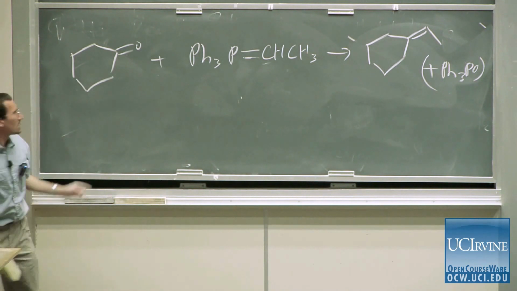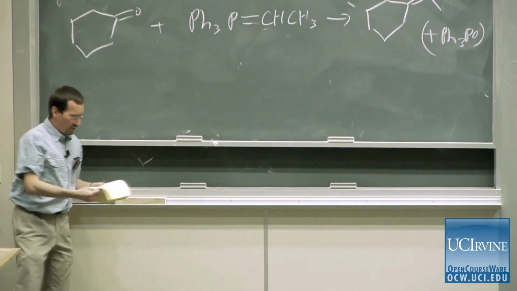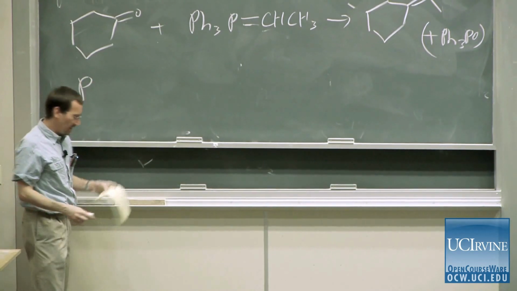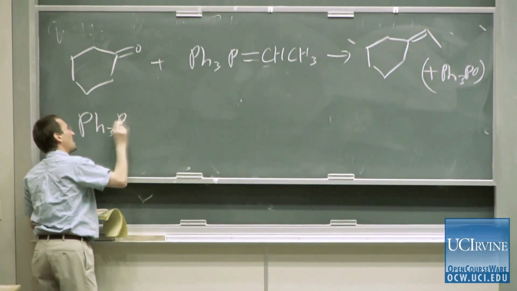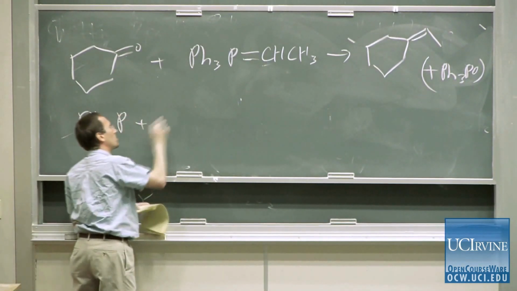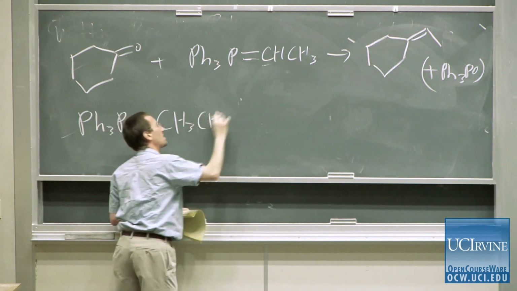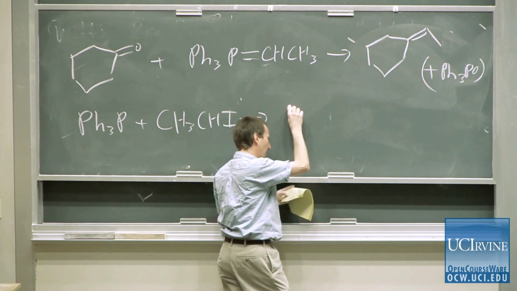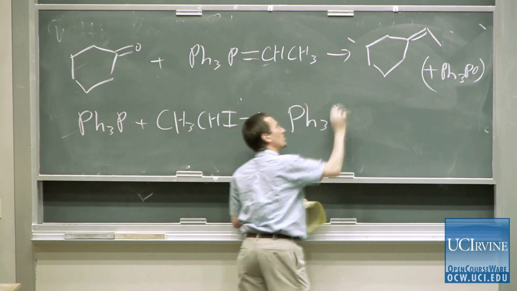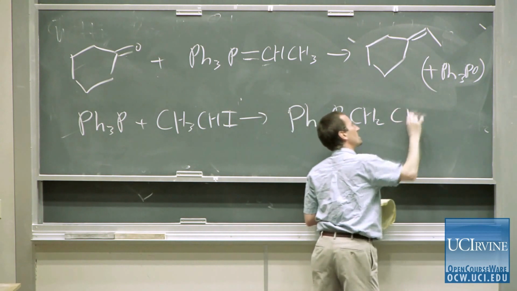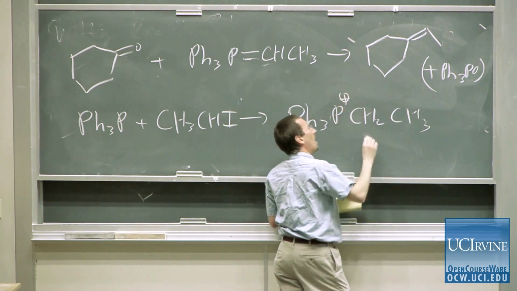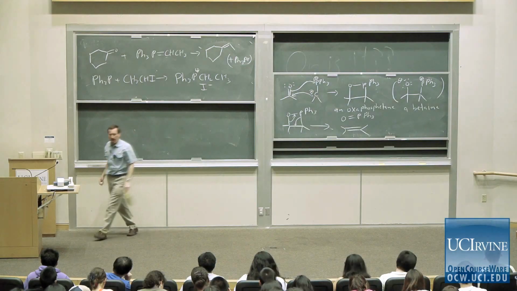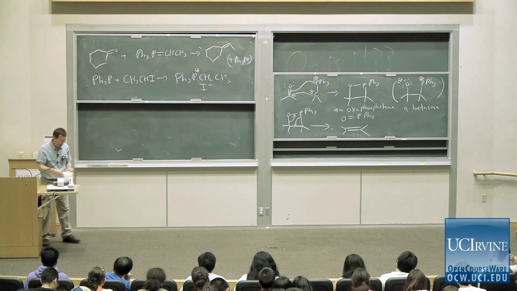Now, in practice, the way one carries this reaction out in the laboratory is you make the phosphorus ylide yourself. Triphenylphosphine is a good nucleophile. You can take an electrophile like ethyl iodide and mix them, and you get ethyl triphenylphosphonium iodide, Ph3P+CH2CH3 I-.